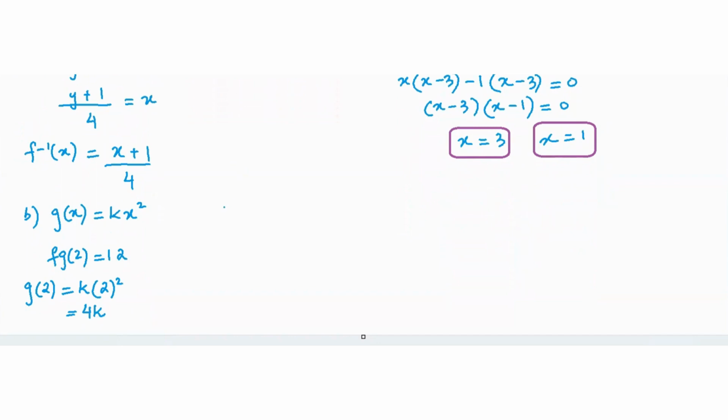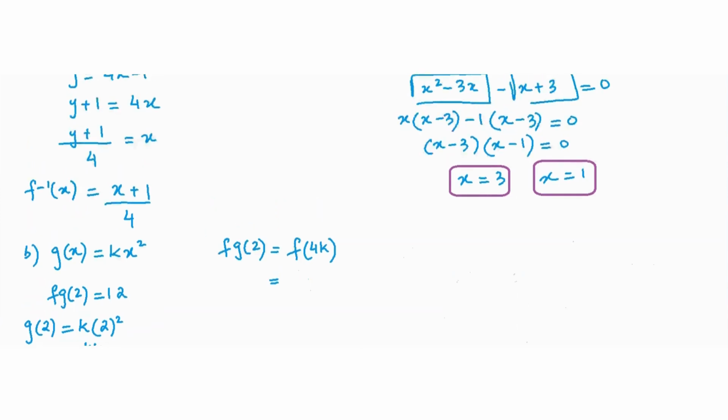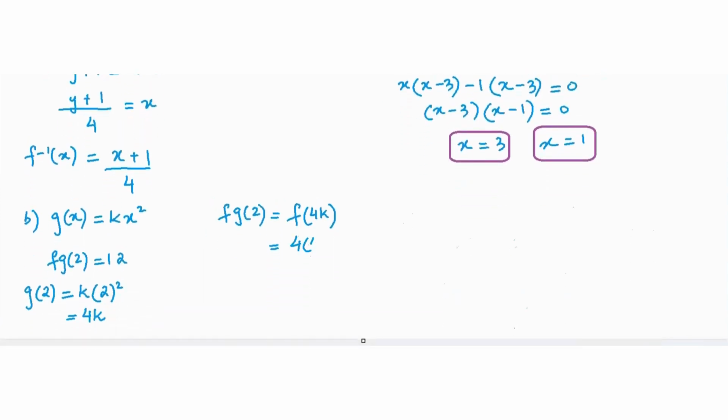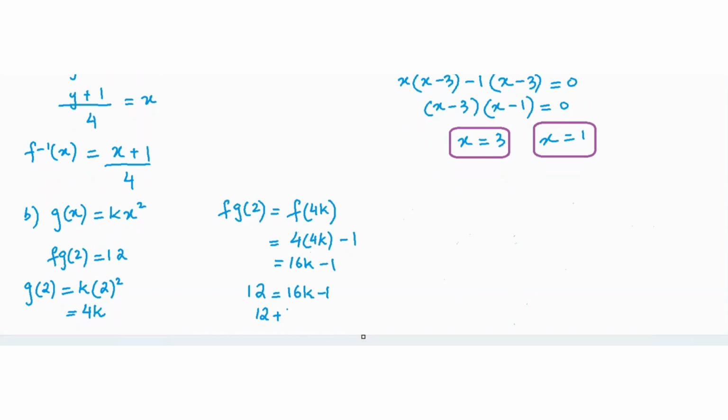Now, if we try to find f of g2, that means we're replacing the domain of function f with the value of g of 2, which is 4k. That is going to be 4 times 4k minus 1, which is 16k minus 1. Now, since f of g2 is given as 12, we put this equal to 12, which is going to be 12 plus 1 equal to 16k. That is 13 equals 16k. K is going to be 13 divided by 16. And that is your answer.